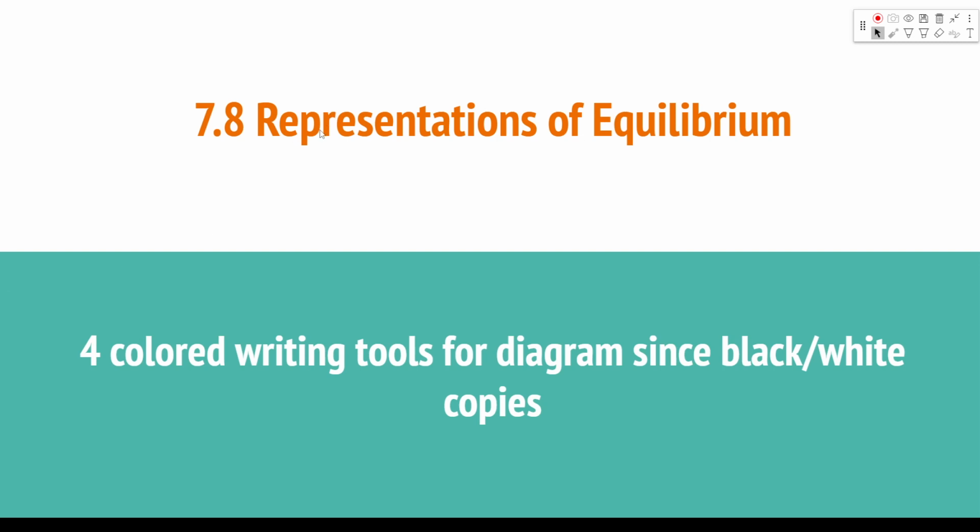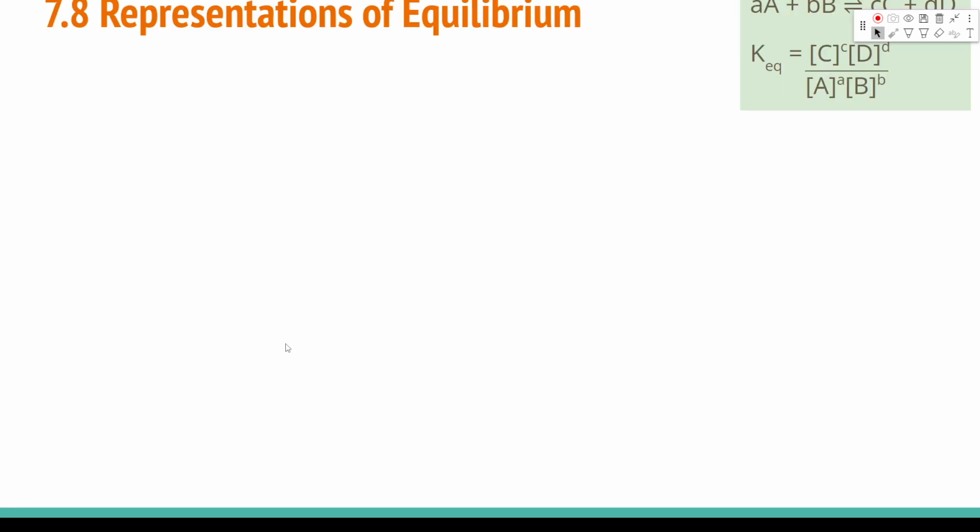7.8, representations of equilibrium. Like it says here, 4 colored writing tools, because your copies are black and white, so your diagrams are black and white. And so make sure you have 4.